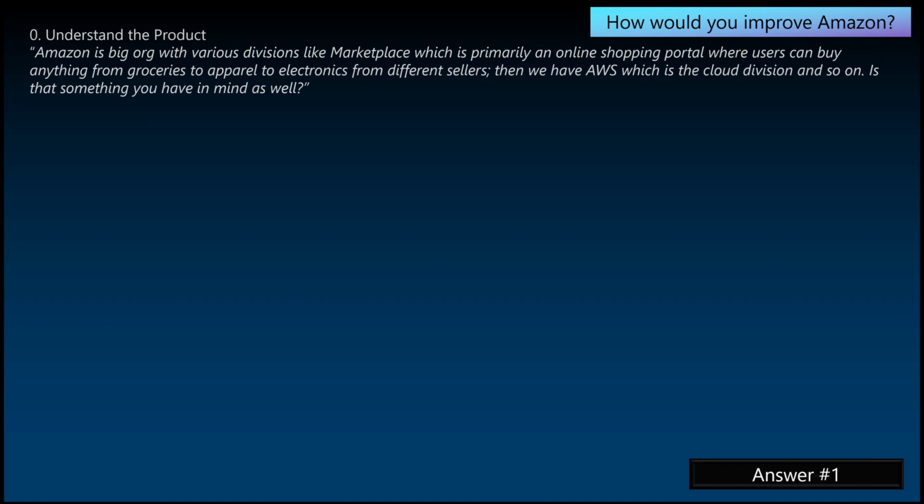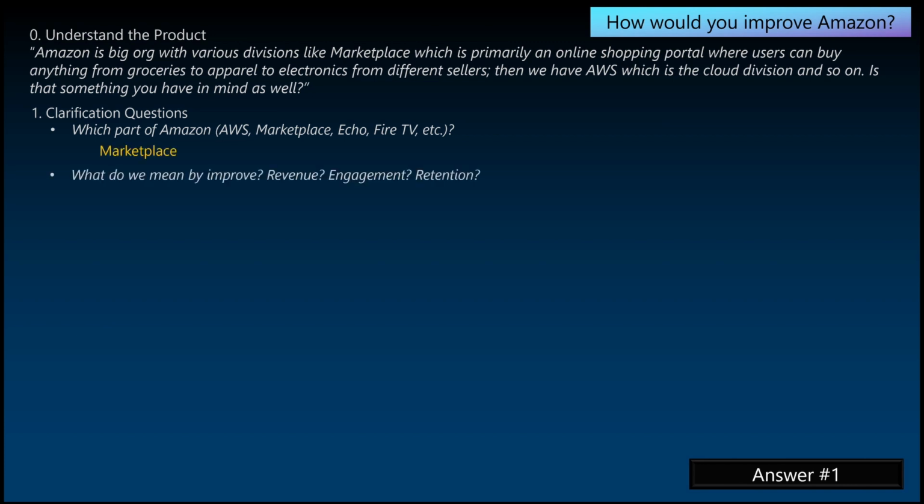Now, once the interviewer says yes, this is where we'll start our BUS framework. So first, to gain clarity, I'll ask some fundamental questions. The first one will be, which part of Amazon do you want us to improve? Is it AWS? Is it Marketplace? Is it Fire Stick? Etc. And let's assume that the interviewer informs us that it's the Marketplace that they want us to improve.